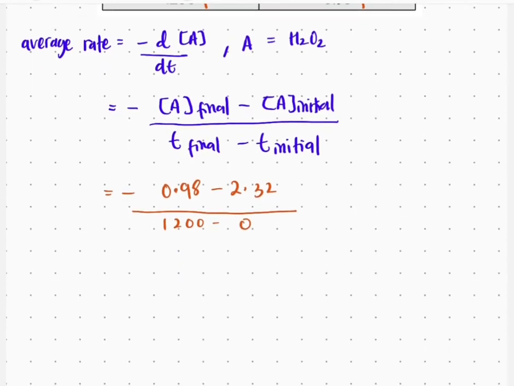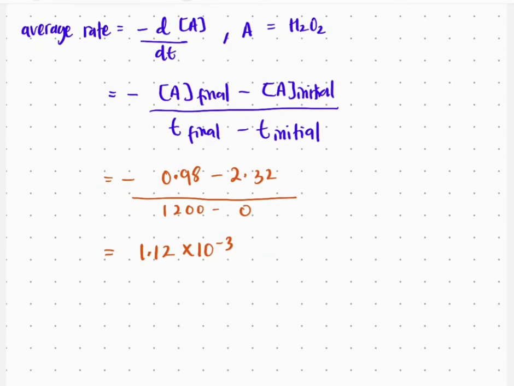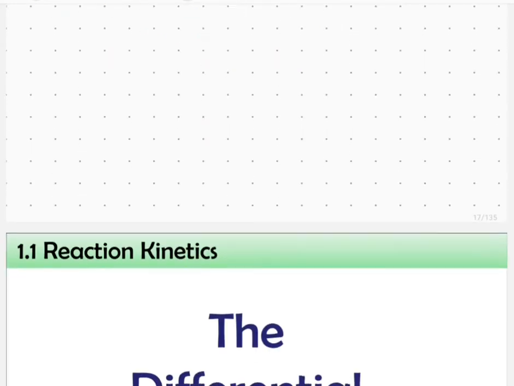Okay, semua orang tekan calculator sampai you dapat jawapan untuk average rate. Supposedly, you akan dapat 1.12 times 10 to the power of negative 3. Okay, don't forget rate of reaction ada unit. Kita tengok balik, the time in second. Jadinya, the unit for this is M s negative 1. So, dah siap untuk example of average rate.